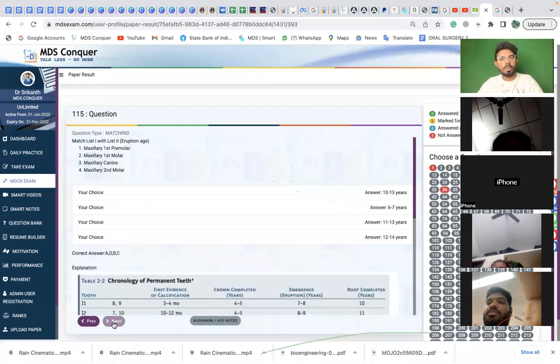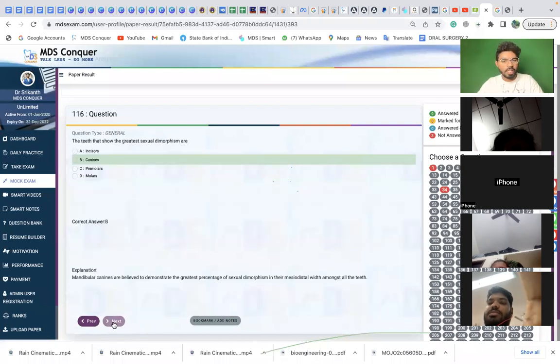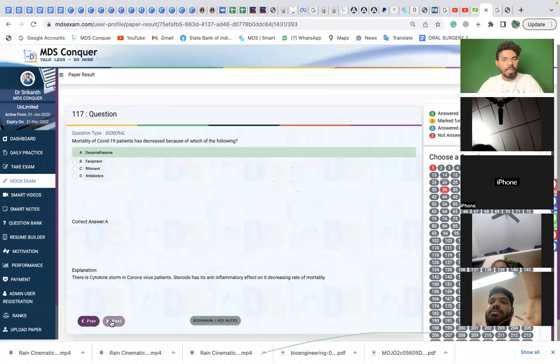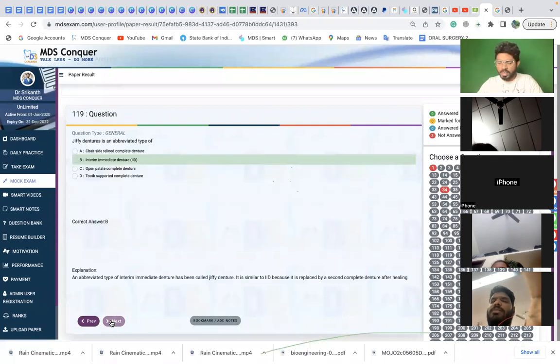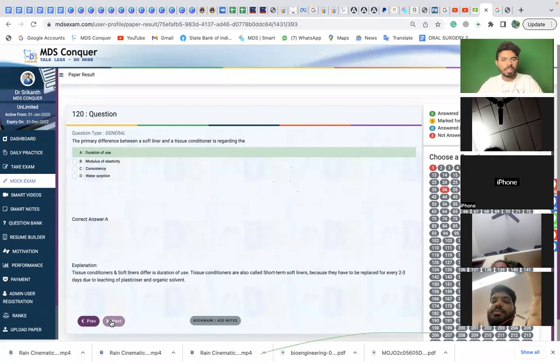I told you to check out the eruption sequence, top to bottom, you should be perfect, right? The same question was given, sex dimorphism, the same question was repeated twice. Okay, and this is also discussed in the COVID-19 classes. Tooth slot, very easy question. This is a very easy question.